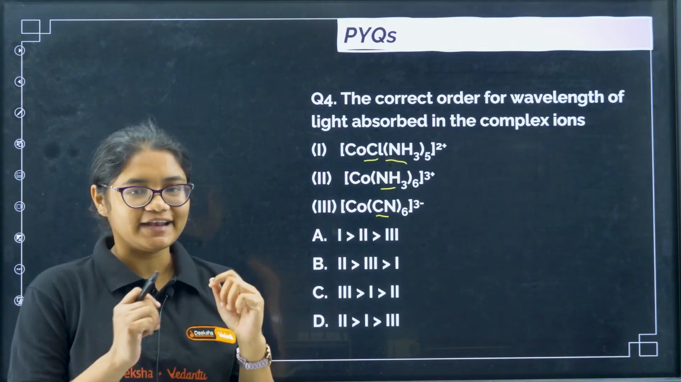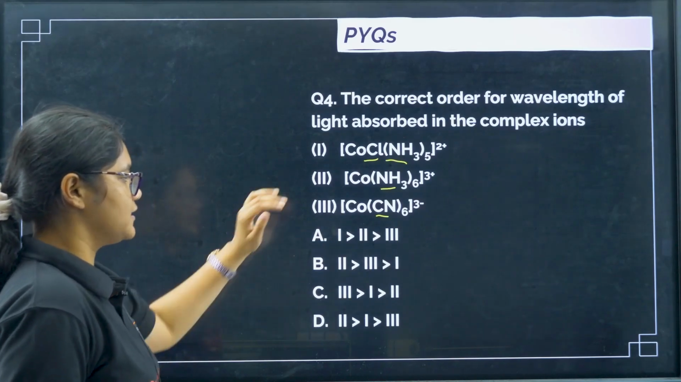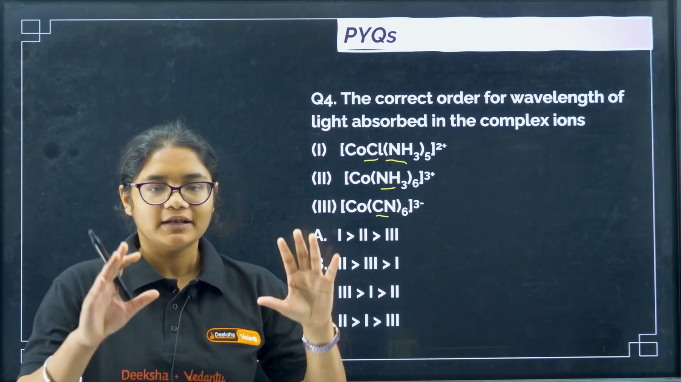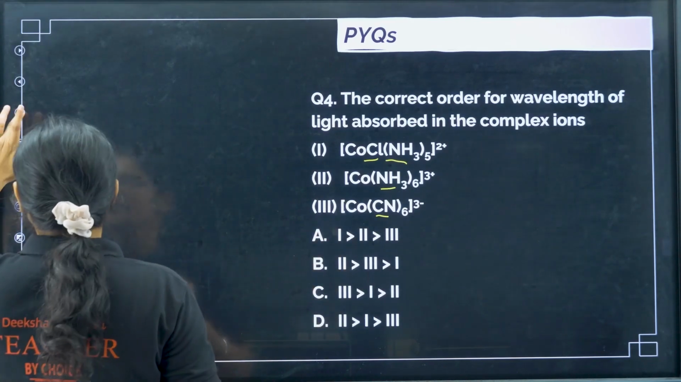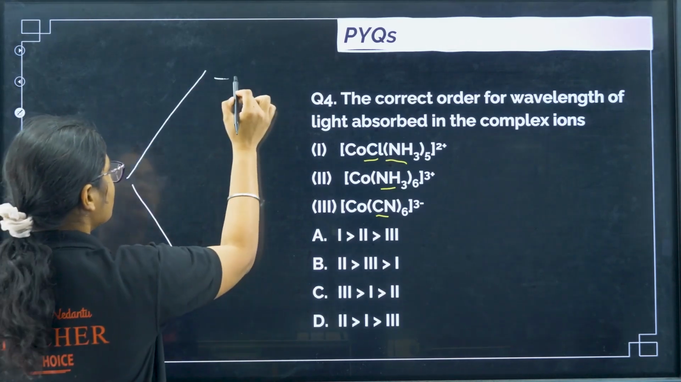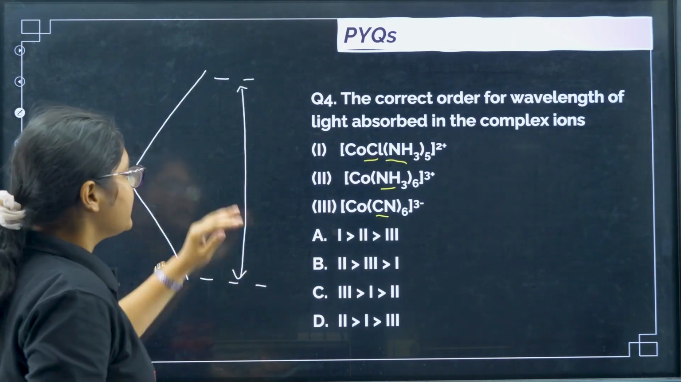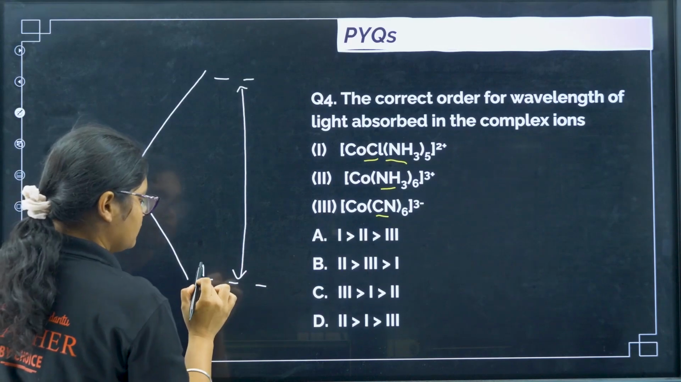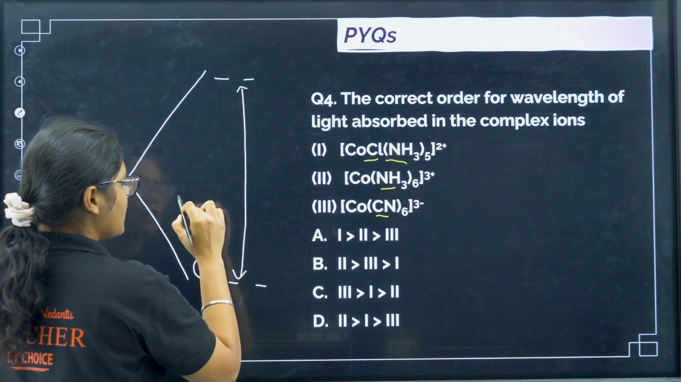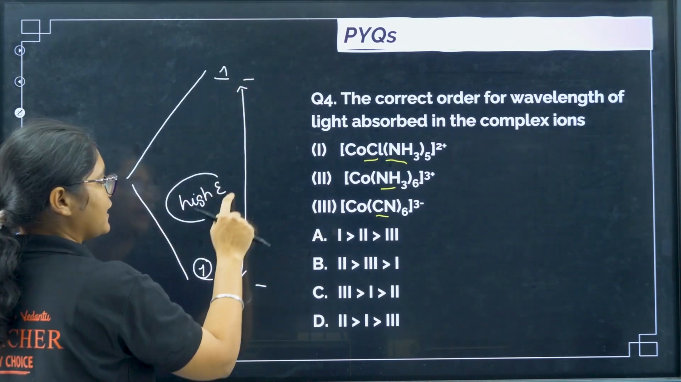So students, now let us see the next question here. The correct order for the wavelength of the light absorbed in the complex ions. So these are the complex ions given to you, and you have to find the correct order of the wavelength. Now just listen to the concept that is required here. When you have a strong field ligand, the splitting will be more, right? If this energy gap is very high, then the electron present here will absorb a high energy radiation to go here. To get excited, it will require a high energy radiation.